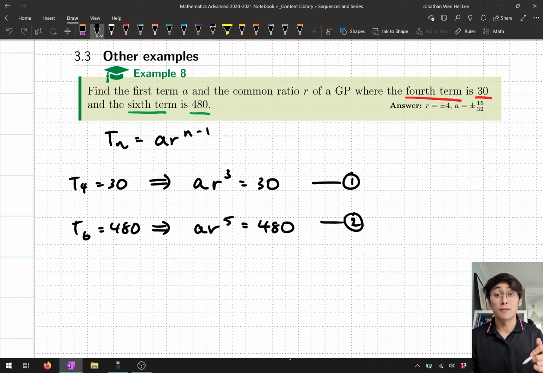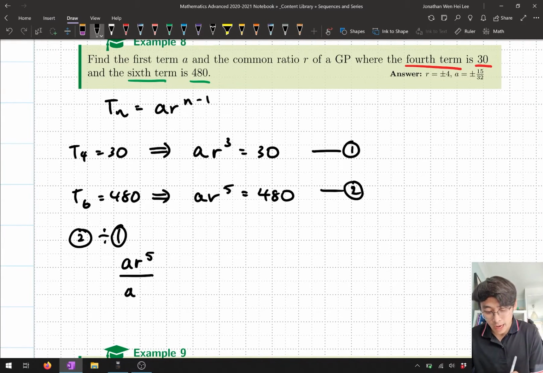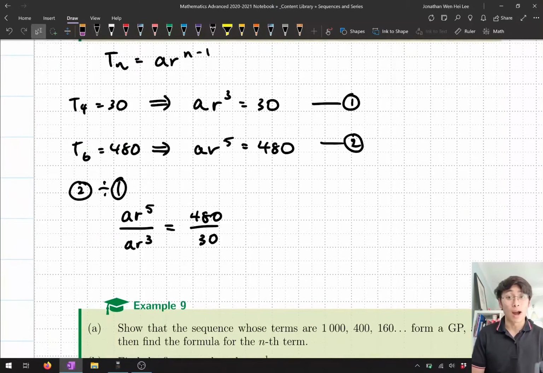What I'm going to do is divide my equations, and I'll show you why. Here I'm going to do 2 divided by 1. So on my left hand side, I'm going to get AR to the power 5 over AR to the power 3, which is equal to 480 over 30. And hopefully you're starting to see why I did this.